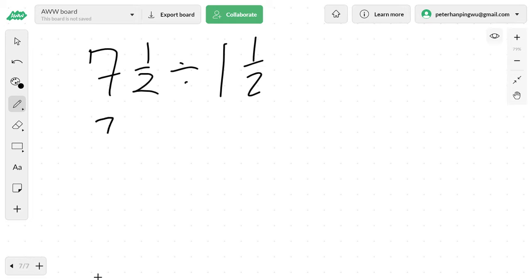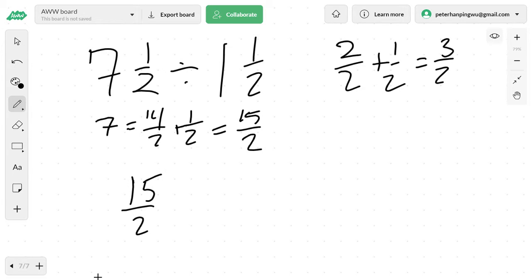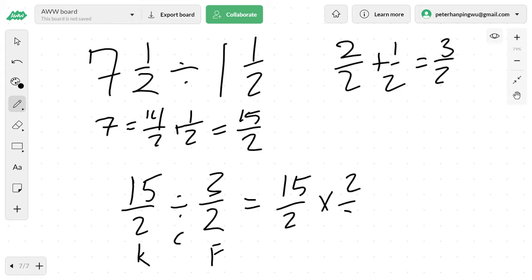We can do 7 turns into 14 halves. Add the 1 to give us 15 halves. And now 1.5, 1 whole is how many halves? 2 halves is 1 whole. Add the 1/2 to get 3 halves. So now our problem is 15 halves divided by 3 halves. Well, now we can KCF again. So we have 15 halves times 2/3.